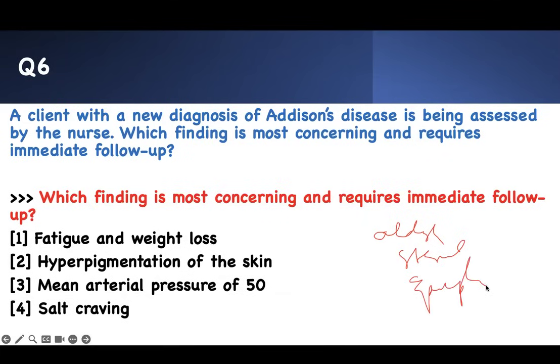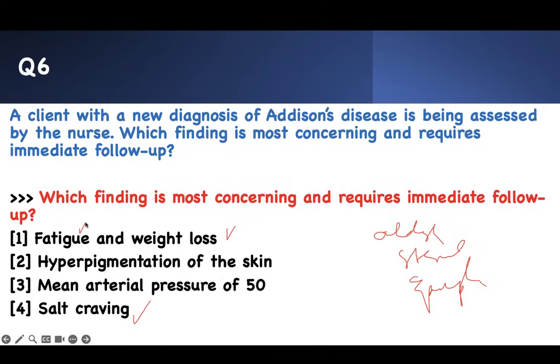If you lack aldosterone, what is going to happen? Your sodium is going to be low and your potassium goes up. Therefore, you're going to have salt craving. If you're lacking steroid, what are you going to do? You're going to lose weight, and you're going to get fatigue. These are expected findings in this patient.